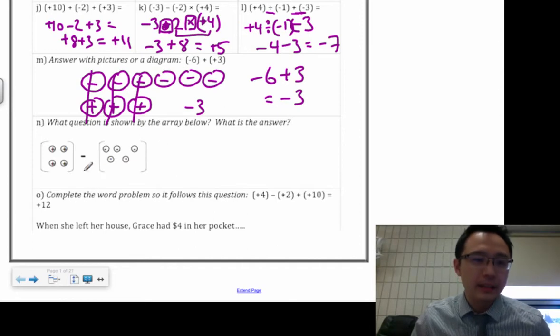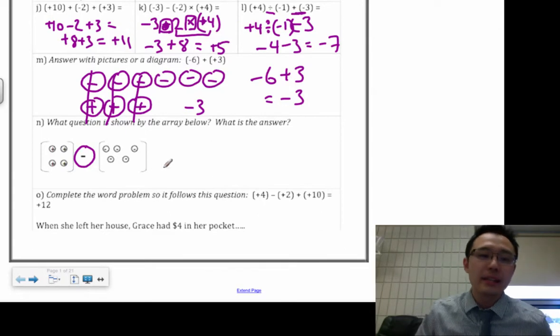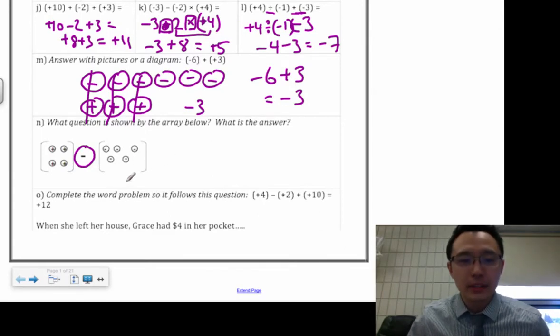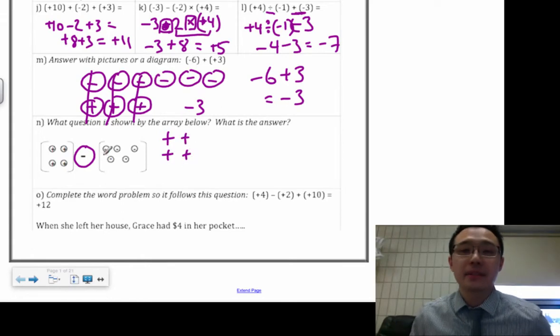What question is shown by the array below? This one is going to be a subtraction question. So you're taking away negatives. So this one's a little bit tricky. You have positive, positive, positive, positive, and you're taking away negative signs. You're not taking away positive signs.